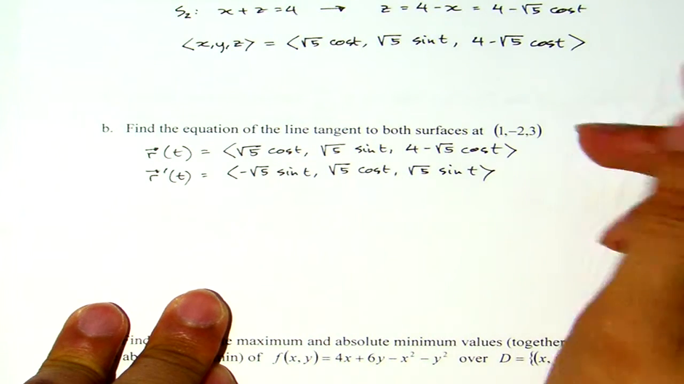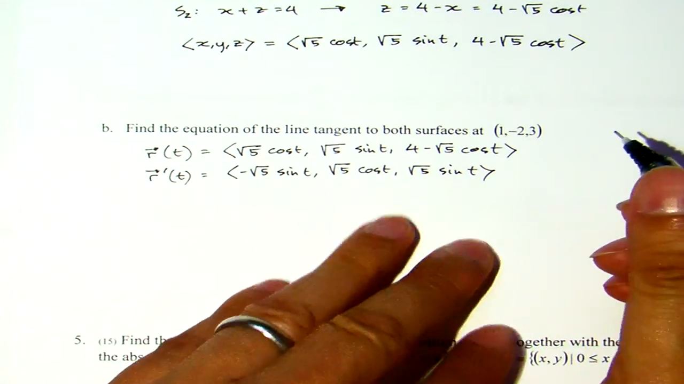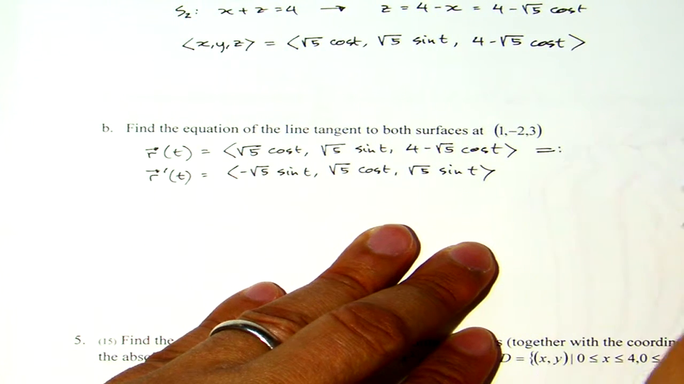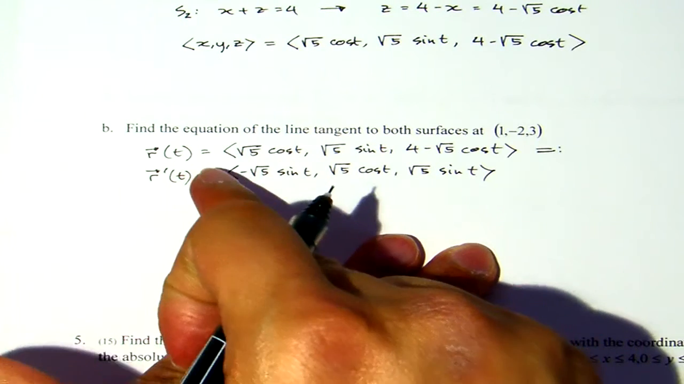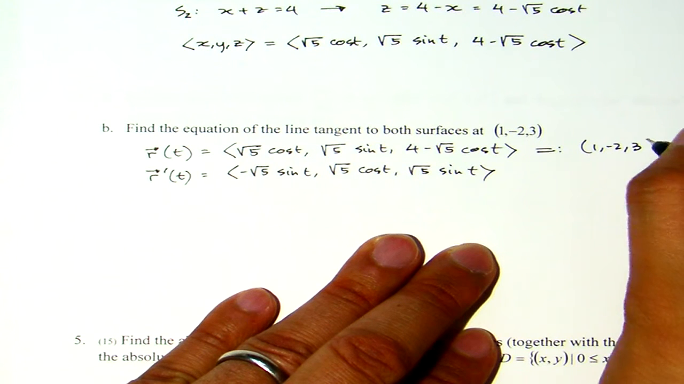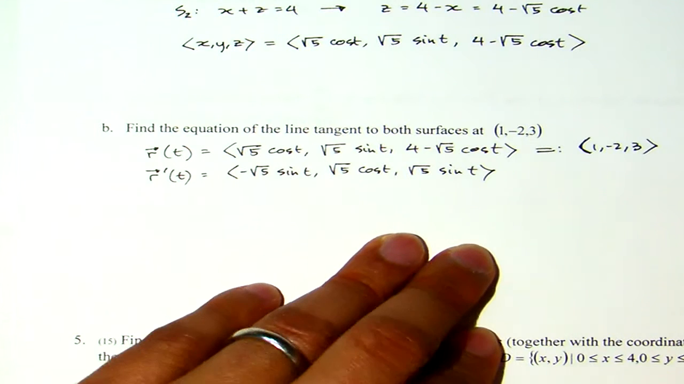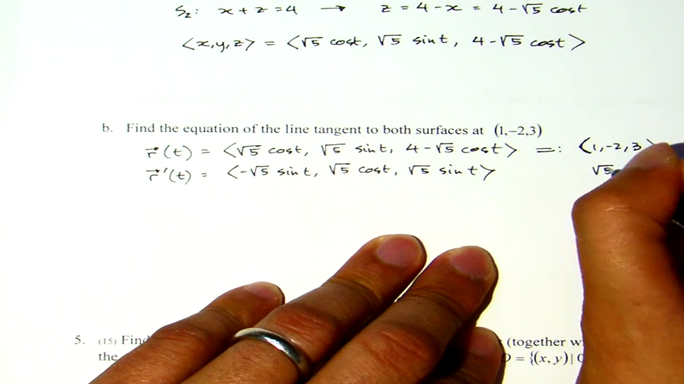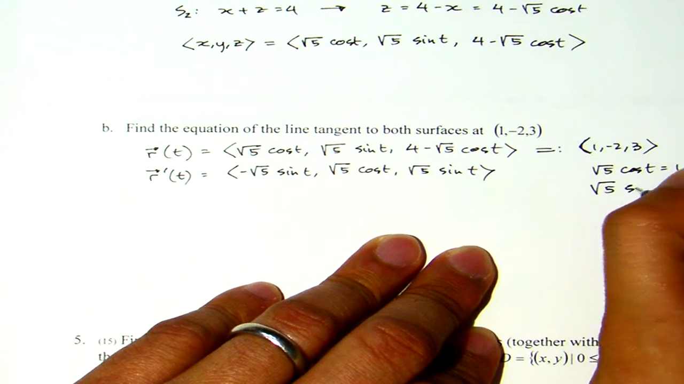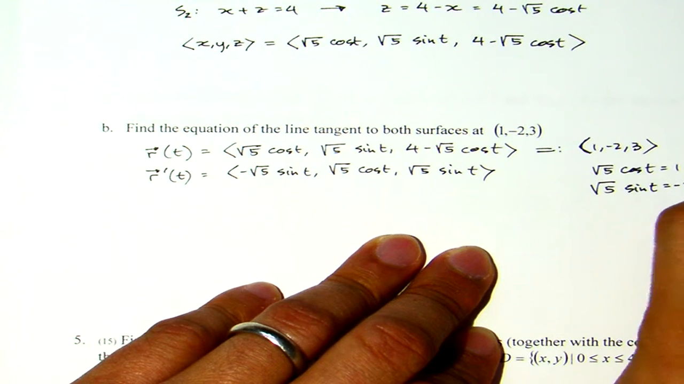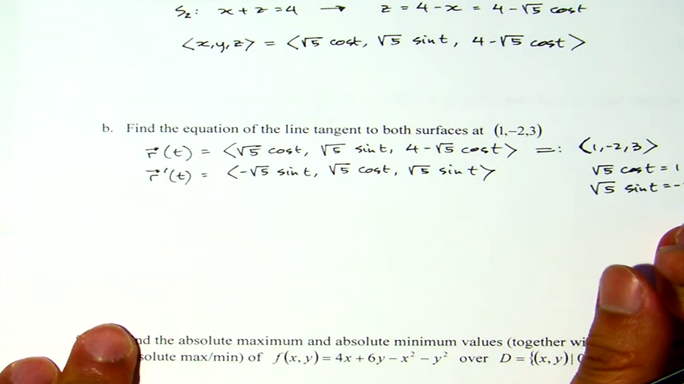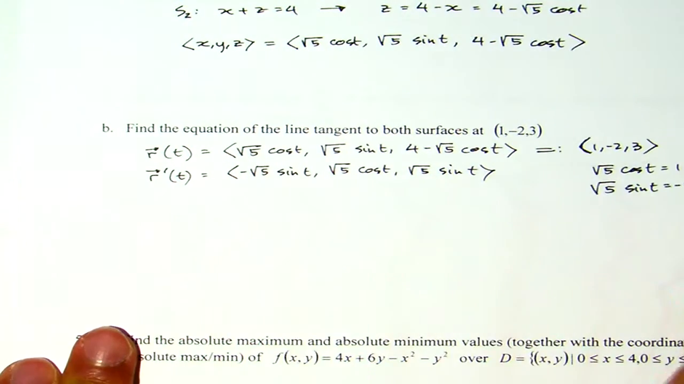Okay, now honestly we don't know what is the t at that point, but if we think about this, notice that at this t here you reach 1, negative 2, 3. That's the position vector, which means radical 5 cosine t is 1 and radical 5 sine t is negative 2.